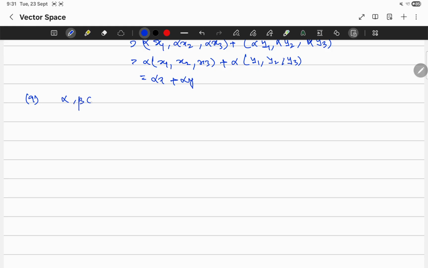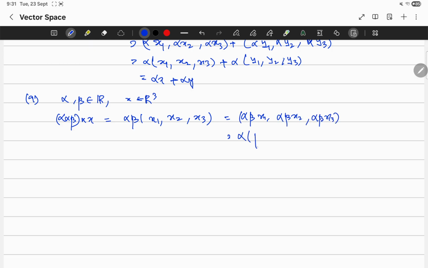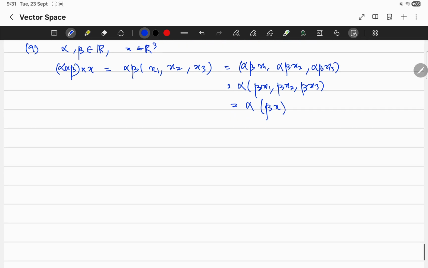Alpha, beta are from R and x is any vector from your R3. Alpha times beta times x will be alpha beta times (x1, x2, x3). That is equal to (alpha beta x1, alpha beta x2, alpha beta x3). That is alpha times (beta x1, beta x2, beta x3). That is alpha of beta x. Similarly, you will take beta of alpha x.